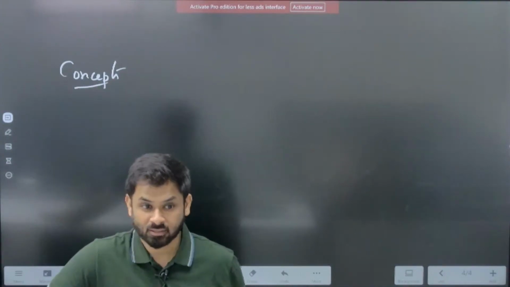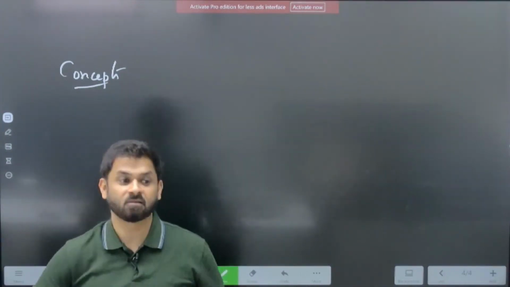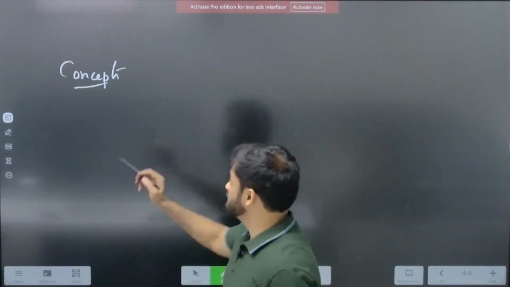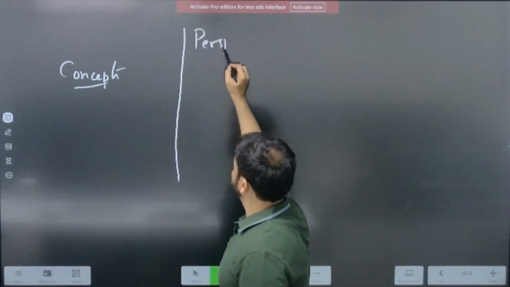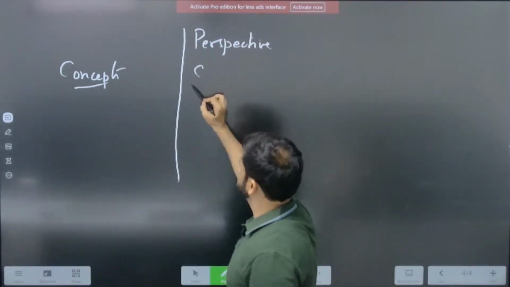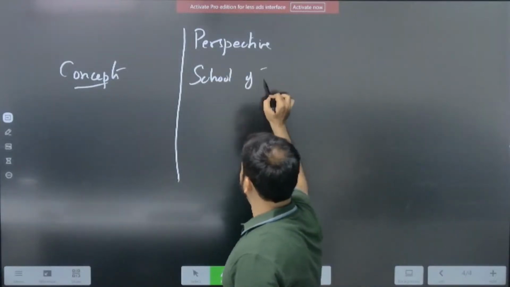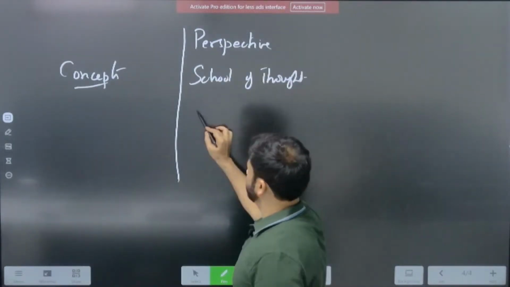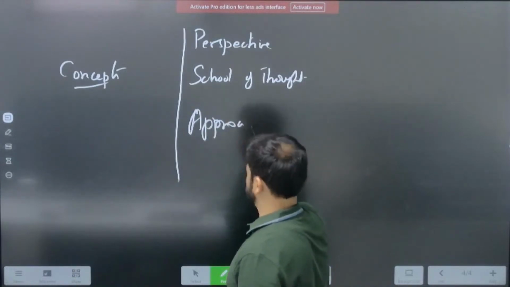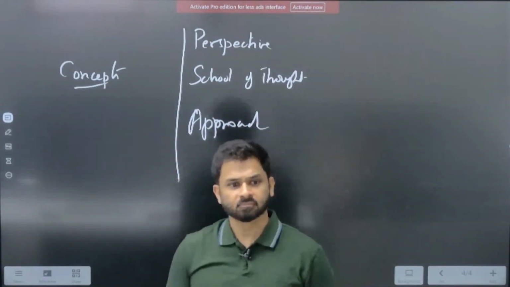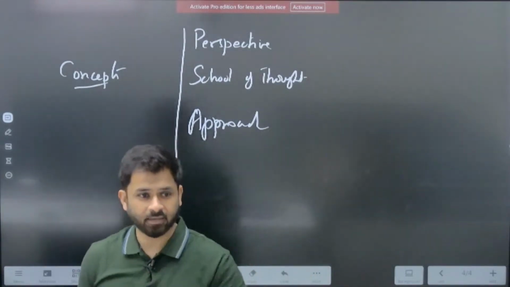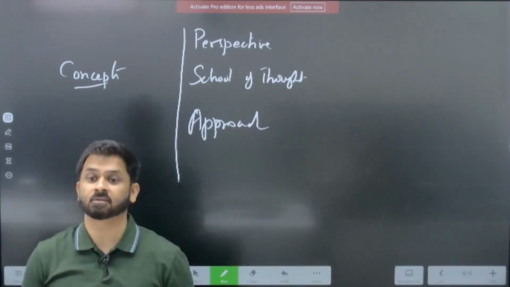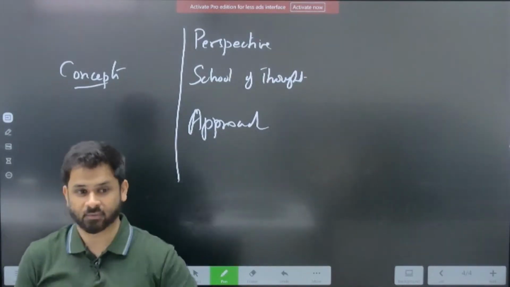Have you got the point? So every concept, different people will see from different perspectives. Okay, what are those perspectives? It can be some perspective, or what you can call a school of thought, or an approach of looking at something. Someone can look at it more philosophically, someone from the political aspect, someone from the social aspect, some people only from the economic aspect.